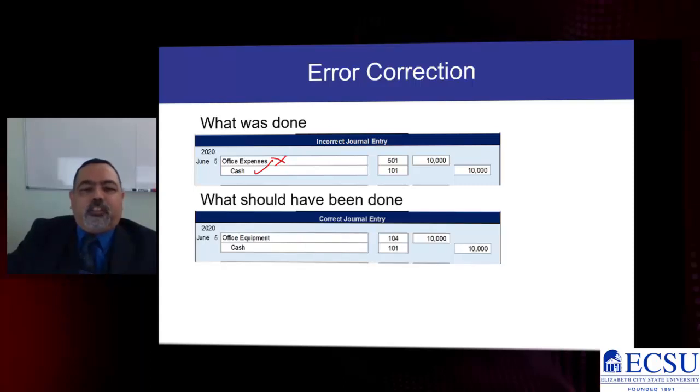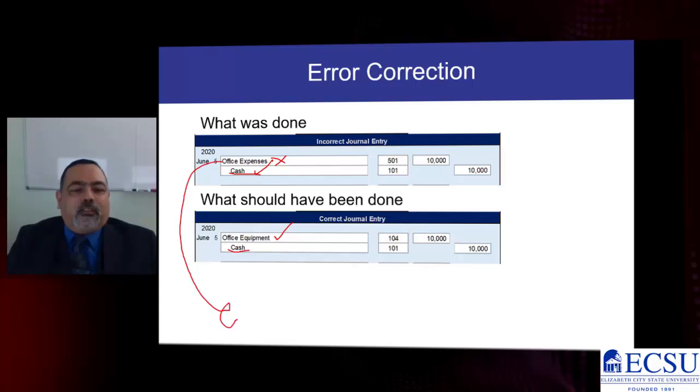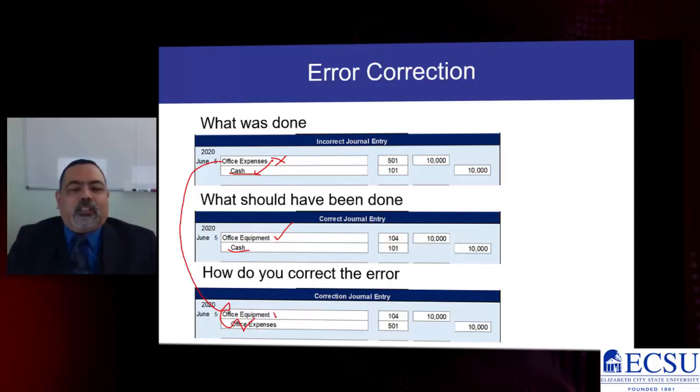What should have been done? Office equipment should have been debited. The cash has been correctly credited, so we don't have any problem with that. But we have a problem with the wrong debit to office expense. If you have a wrong debit, the way to cancel that out is to credit it. So we credit office expense, and office equipment was supposed to be debited. I did not debit it, so now I would do the debit. That's why I debit office equipment and credit office expense. That will nullify the error that was made. So, okay, that's an error correction once we have identified the error and we are able to make that correction.